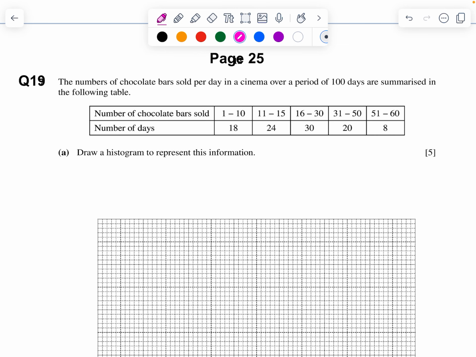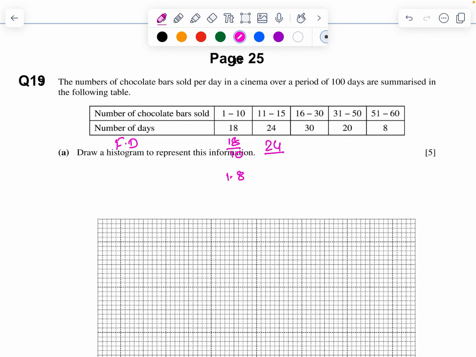So what is this? The number of chocolate bars sold per day in a cinema over the 100 days has been given, summarized. Find the histogram. To find the histogram, what am I supposed to do? I am supposed to find the frequency density. Frequency density is frequency divided by the class width, which is 18.